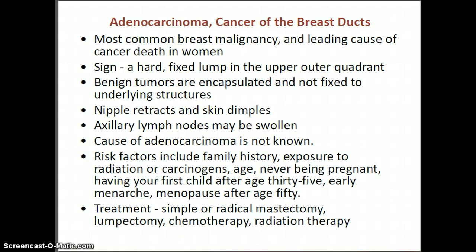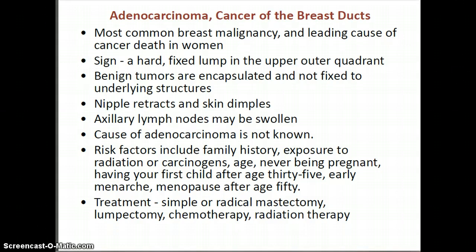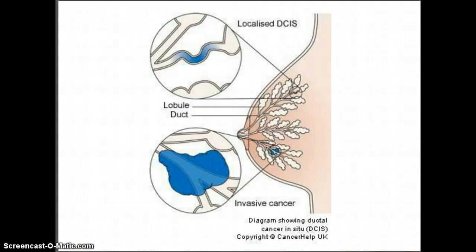There are various treatments. It could be a simple or a radical mastectomy. Radical mastectomies are not utilized as often as they were in past decades. Lumpectomy, chemotherapy, and radiation therapy may also be utilized. Here is a diagram showing you ductal carcinoma in situ and also an invasive cancer.